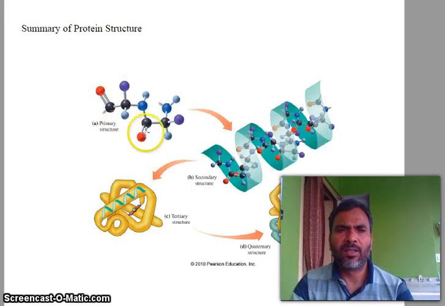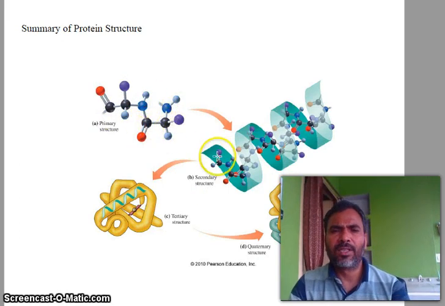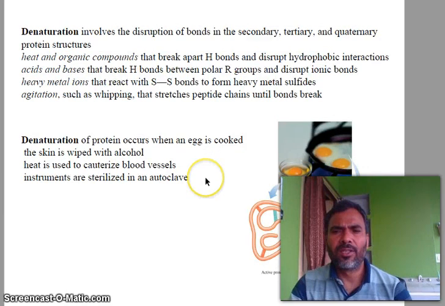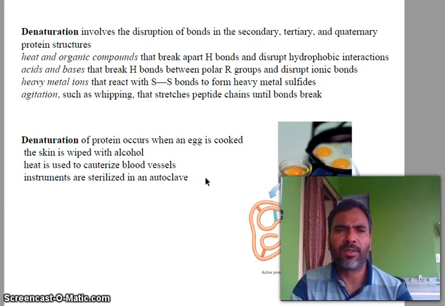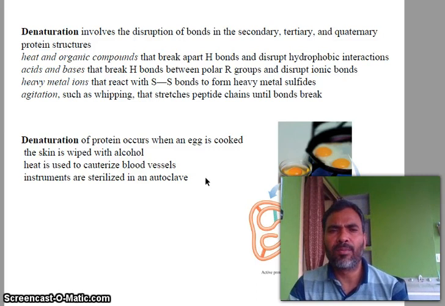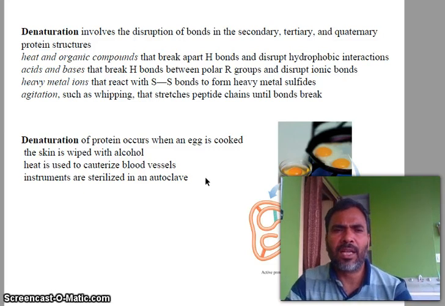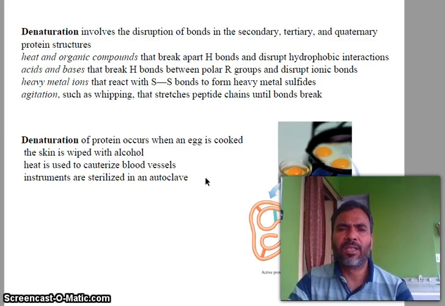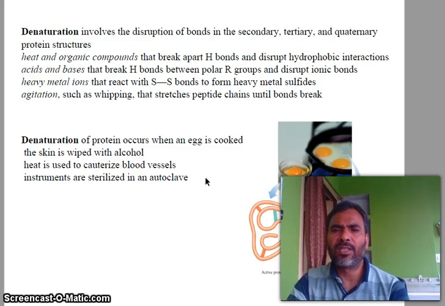So these are the demonstrations: primary, secondary, tertiary, and quaternary. Denaturation involves the disruption of bonds in the secondary, tertiary, and quaternary protein structure. Heat and organic compounds break apart hydrogen bonds and disrupt hydrophobic interactions. Acids and bases break H-bonds between the polar R groups and disrupt ionic bonds. Heavy metal ions react with S-S bonds to form heavy metal sulfides. Agitation such as whipping stretches the peptide chain until bonds break.